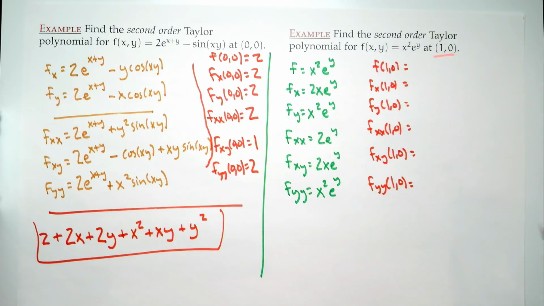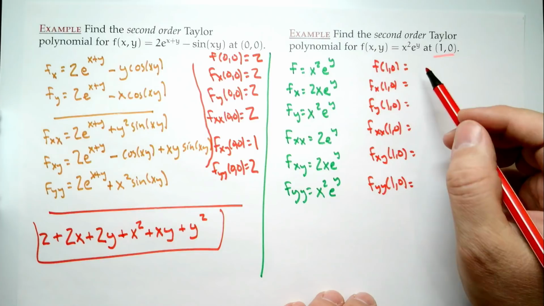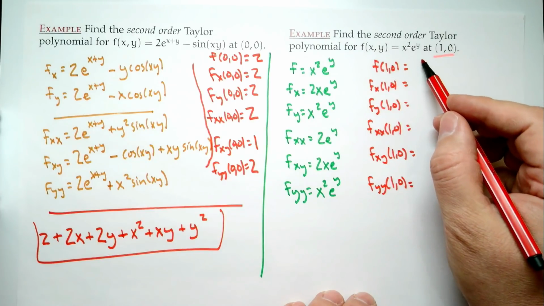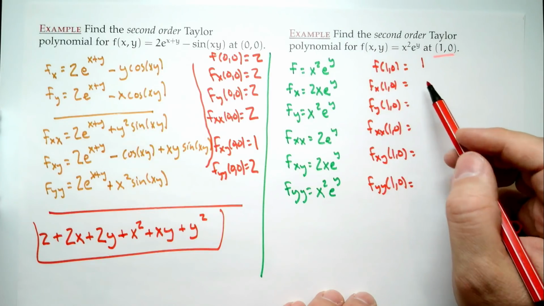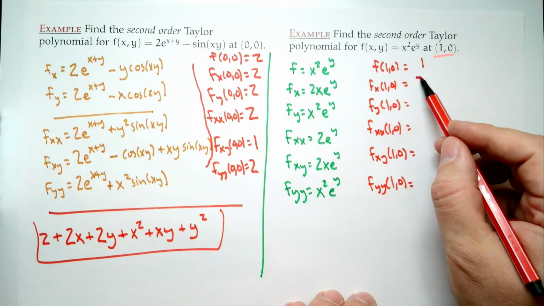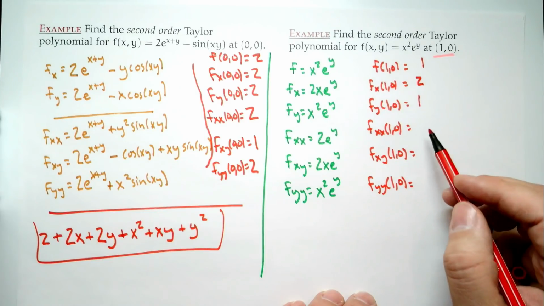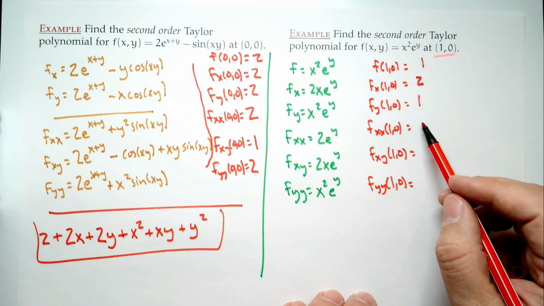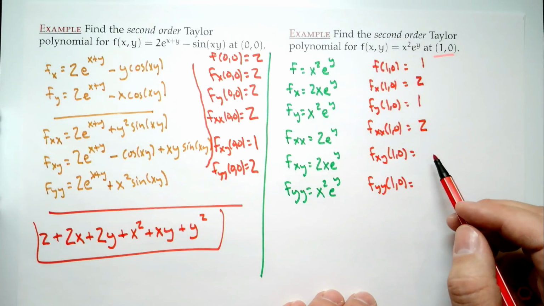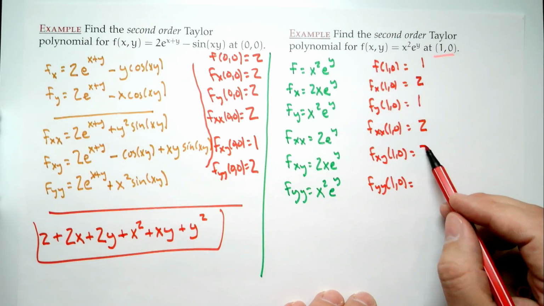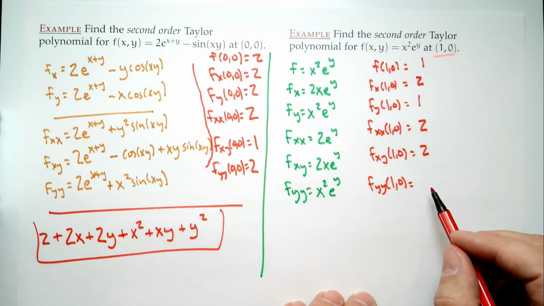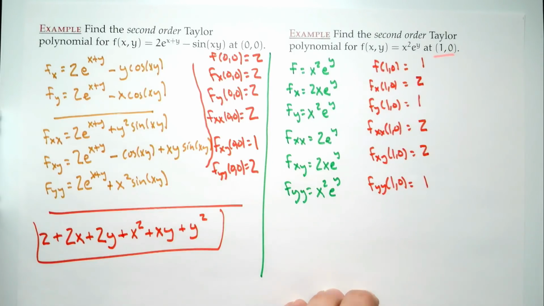All right, so when I plug in 1, 0 into the function, what will I get? 1. F sub x evaluated at 1, 0? 2. F sub y evaluated at 1, 0? 1. F sub xx evaluated at 1, 0? 2. F sub xy evaluated at 1, 0? 2. F sub yy evaluated at 1, 0? 1. All right, and now we do the same thing we did before.